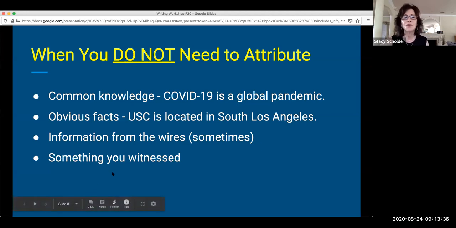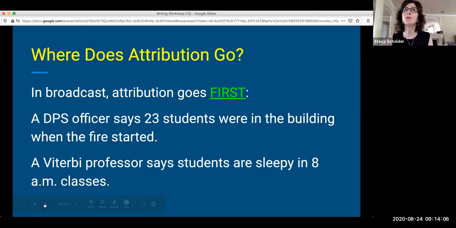And then sometimes the information from the wires, from Associated Press that we use, or from CNS, City News Service, it's fine to use that information without attributing, all right? And then of course, if you talk to an eyewitness, you would attribute it obviously to that person, but beyond that, it would just be that this person says he was at the scene and this is what he saw.